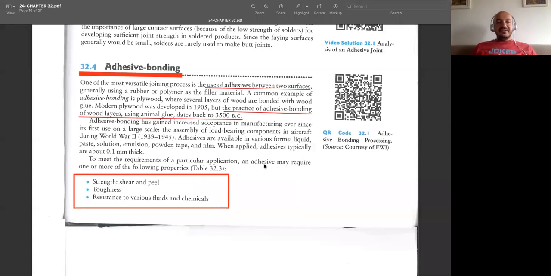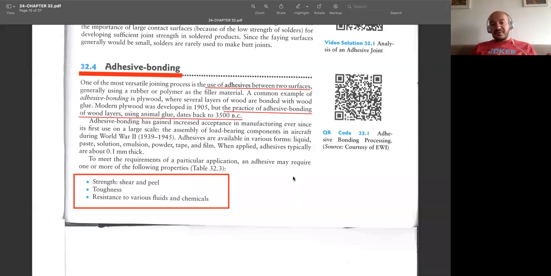Now let's talk about another type of joining process of this chapter, called adhesive bonding. And as the name implies, we are simply using some special chemicals like adhesives. They are usually in the form of rubbers, polymers. We simply pour them on this interface and then apply a little pressure, and the parts are joined together. For instance, plywoods are mostly made using adhesive bonding.